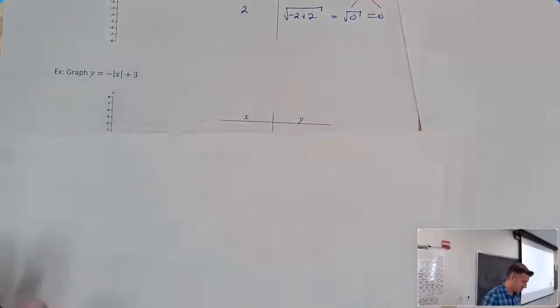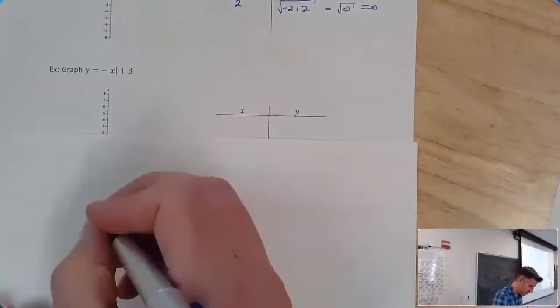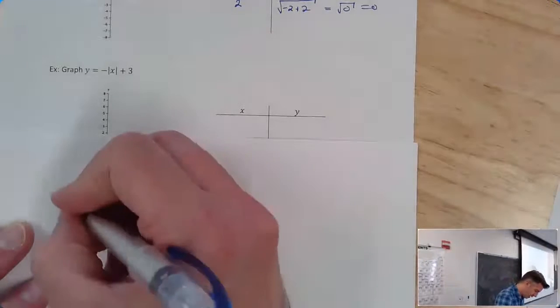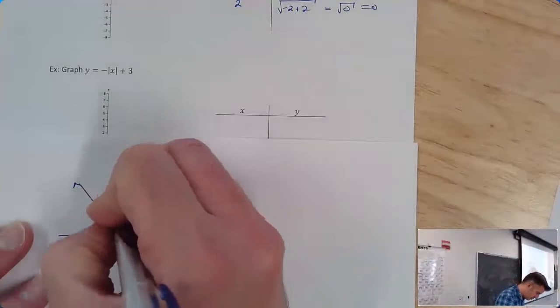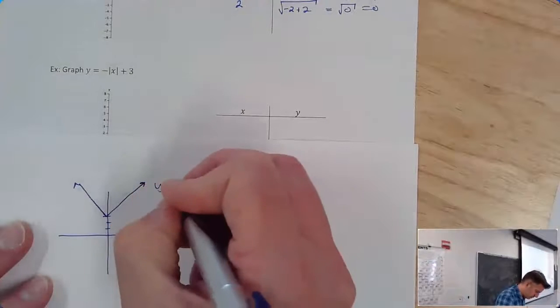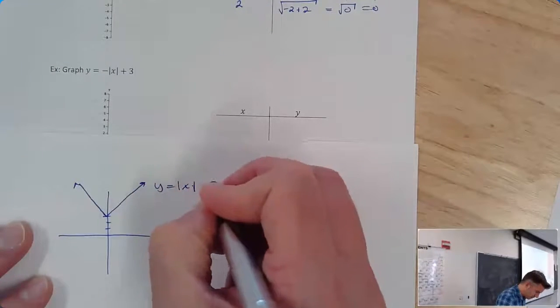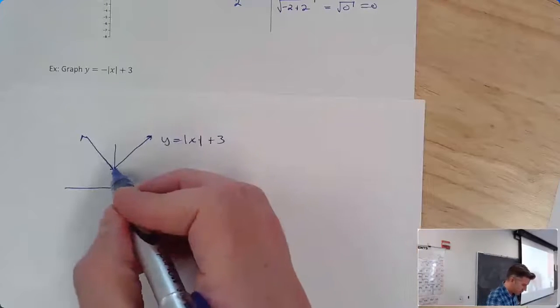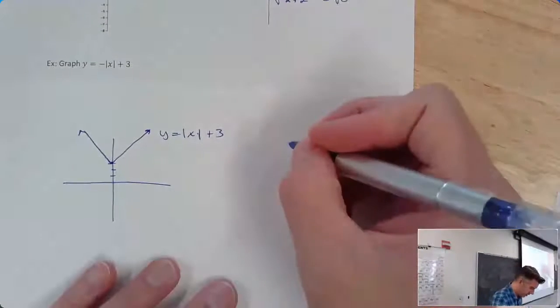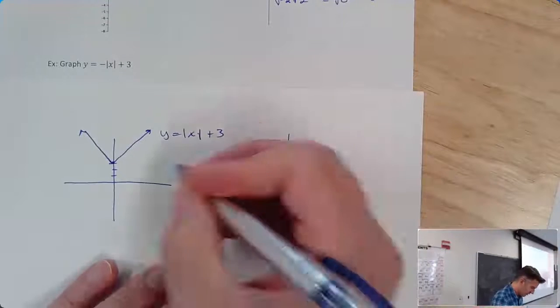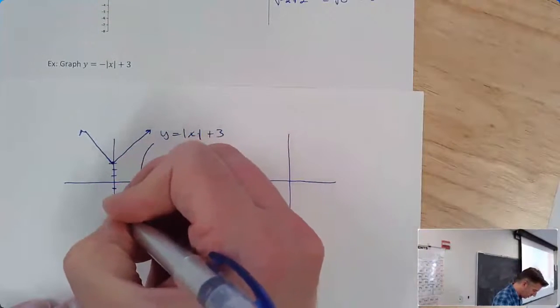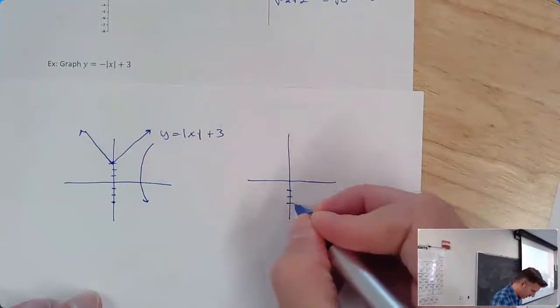Just to show why we don't want to shift first, if I shift first and go up 3, there's my absolute value of x plus 3. And then if I were to flip that over the x-axis, it's going to flip in a way where it looks like this. So this flips all the way over so that that point comes down there. So it's going to be looking like that.